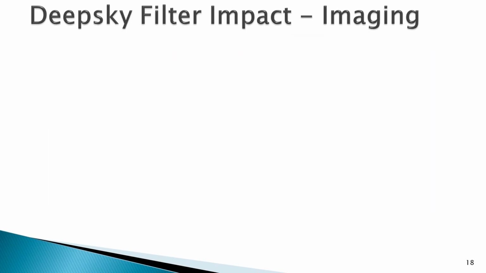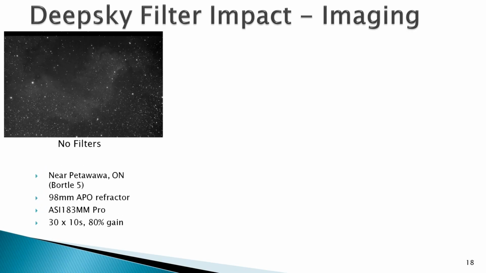To drive home the impact of using progressively narrower filters, consider the following series of images of the North American nebula, captured from relatively dark skies. This first image is the view as seen using no filter. The nebula is visible, but the view isn't great. It is difficult to make out the nebula amongst all the many Milky Way stars.